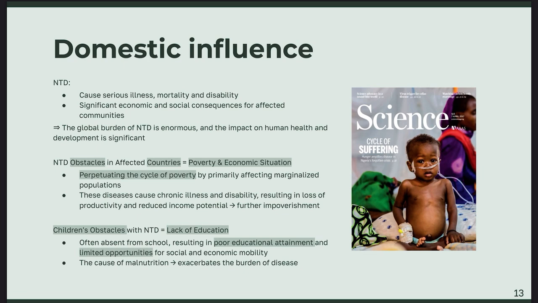NTD obstacles in affected countries are poverty and economic situation. This is because of perpetuating the cycle of poverty by primarily affecting marginalized populations. Children's obstacle is a lack of education. Often being absent from school results in poor educational attainment and limited opportunities. Therefore, this cycle exacerbates the burden of disease.